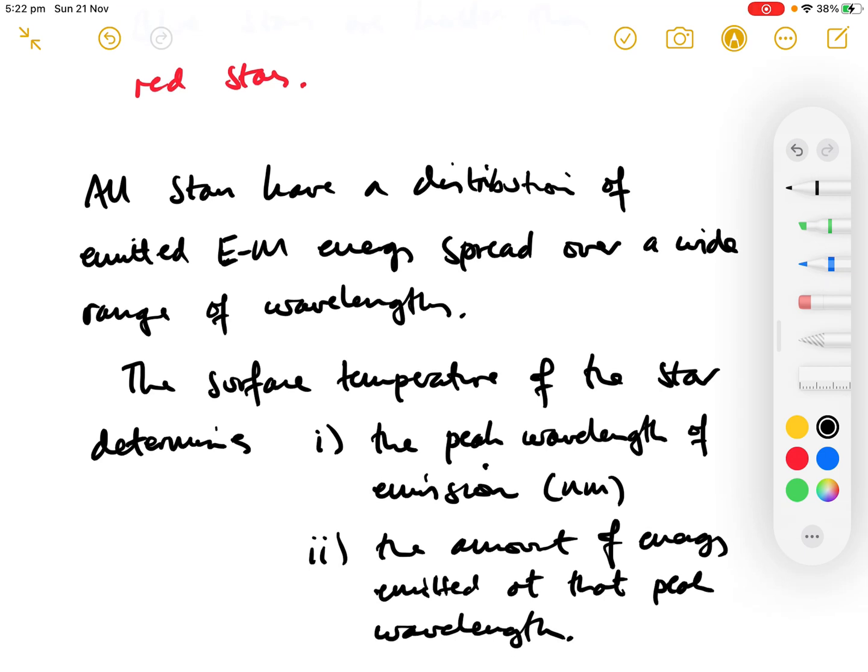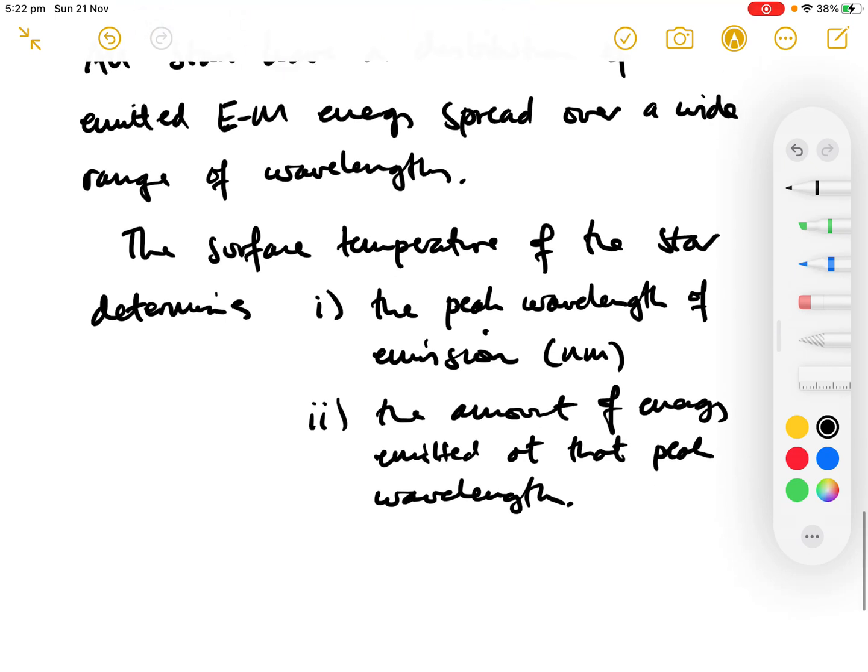So the temperature at the surface of the star is very important for determining the actual wavelength in nanometers of the peak in the graph, and how tall the peak is. That is the amount of energy actually given off by the star at that wavelength. Okay.